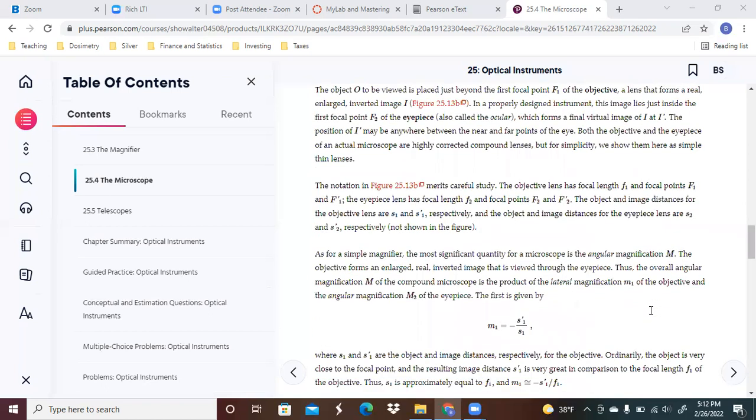So the object O to be viewed is placed just beyond the first focal point of the objective, a lens that forms a real enlarged inverted image, which we saw. And then the image lies just inside the first focal point of the eyepiece, also called the ocular, which forms a final virtual image of eye at I prime, which is pretty much what I had just talked through.